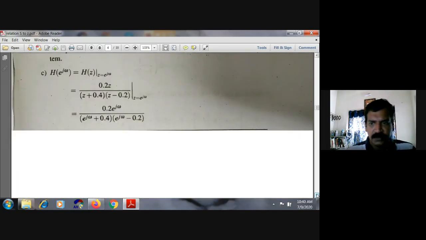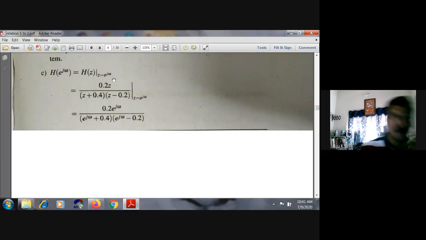So in this problem, the given is H(z). From H(z), we have to find the impulse response and check whether all the poles lie inside the unit circle, then only the system exists, meaning the system is stable. Then we can take the DTFT from the Z domain by substituting z equal to e^jω. Okay.